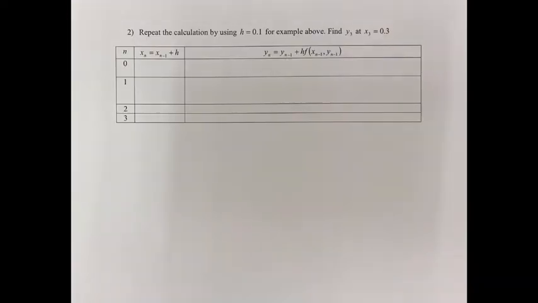For the second part of example 1.7, you need to repeat the calculation by using h equal to 0.1 for the example above. Find y3 at x3 equal to 0.3. Before this, your h is equal to 0.5, but now the question reduces the step size. So what will happen to your answer?